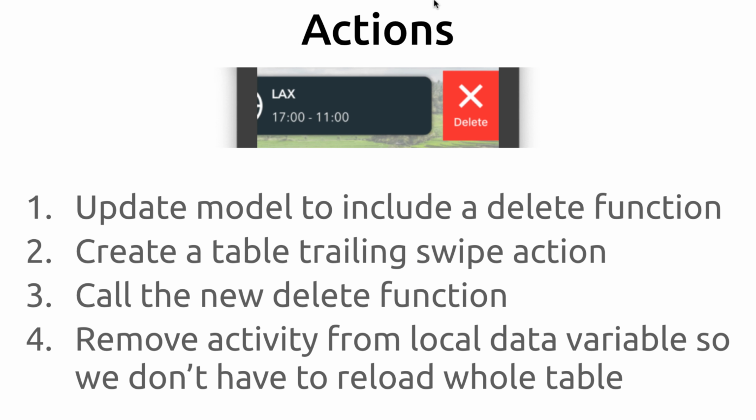Okay, so here are the actions we're going to take in this video. We're going to update the model to include a delete function. We're going to create a table trailing swipe action so we can delete that activity. Then we'll call our new delete function in our model. And then we're going to remove that activity from the local data variable so we don't have to reload the whole table to get rid of that row.